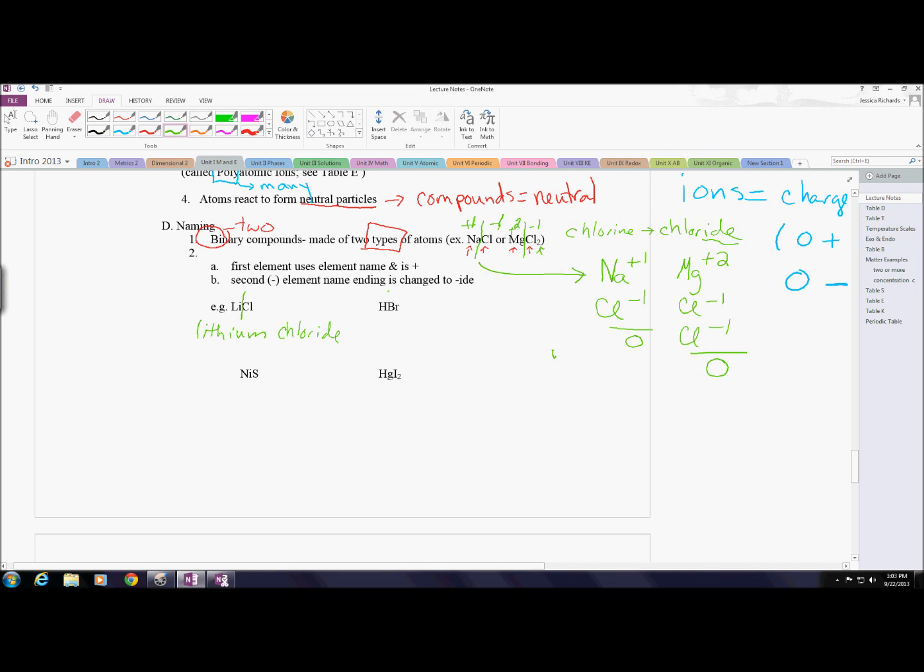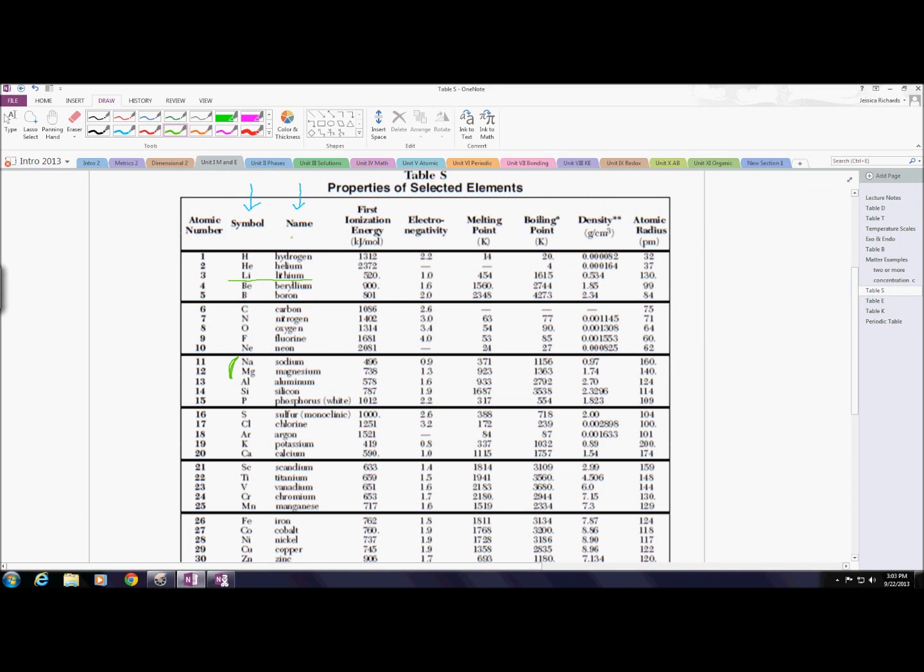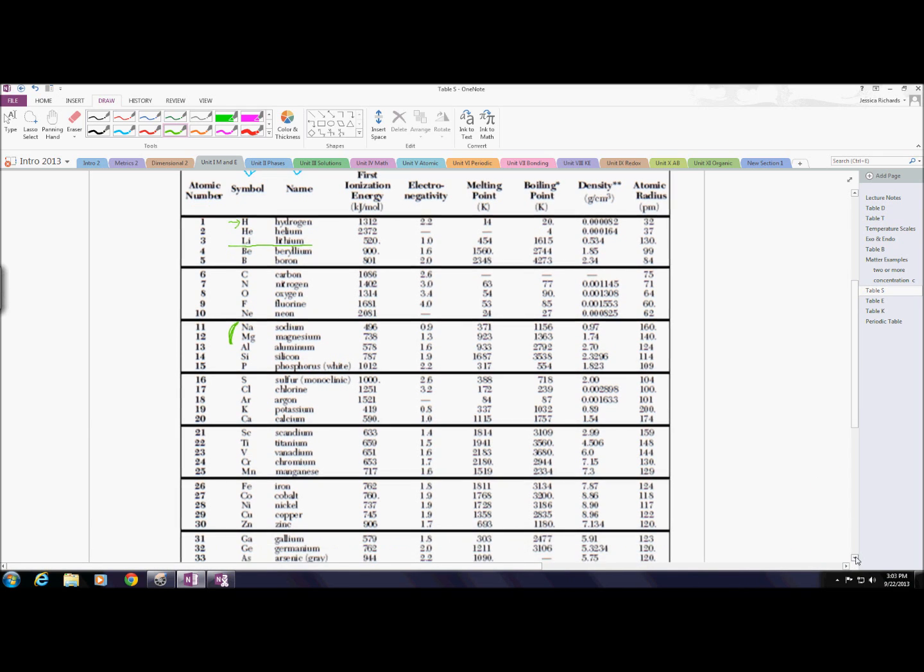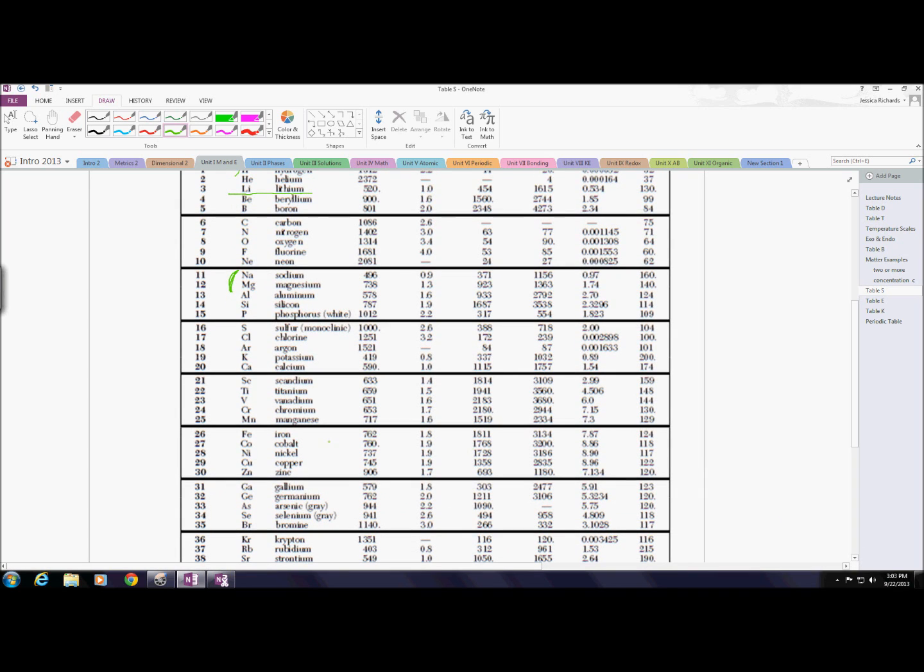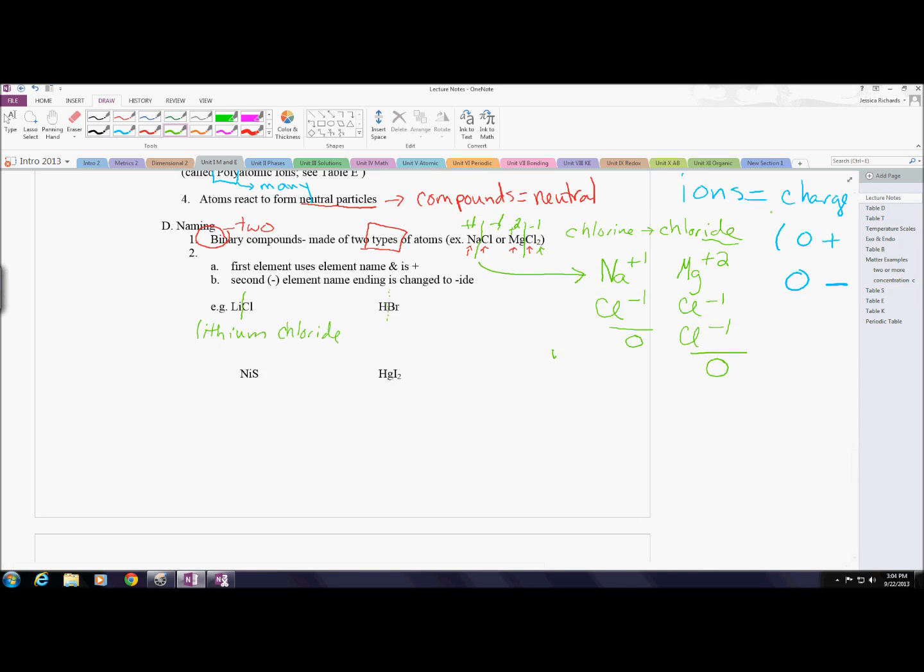Next one, HBr. Split it where the second capital letter is. H, go to reference table S. H is the very first one right here, it's hydrogen. Br is going to be farther down this list a little bit. So we keep looking. Oh, there it is, way down towards the bottom here. It's element number 35. It's bromine. So I know I'm working with hydrogen and bromine.